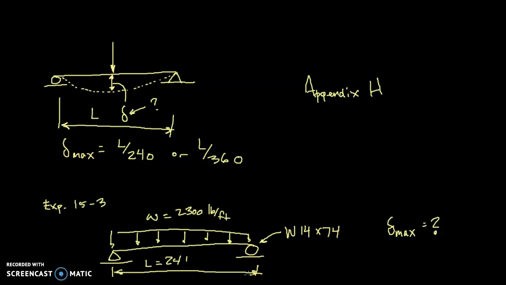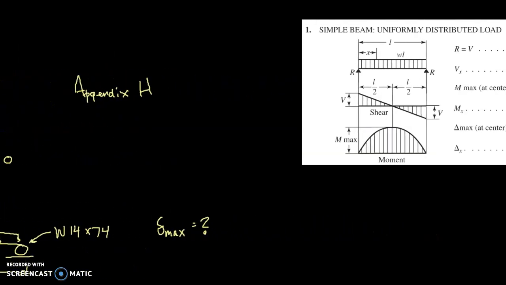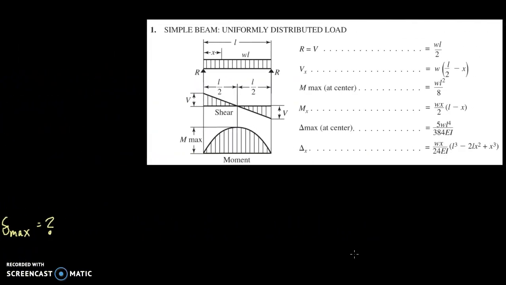Well, we have to go to Appendix H, and I have done a screen capture for Appendix H. The very first, number 1 situation, is a simple beam or simply supported beam with a uniformly distributed load. And that's what we've got here in this example. If we want to know the maximum deflection, here in the appendix they're using a capital delta. I was using a lowercase delta. I guess I should have been using a capital delta.